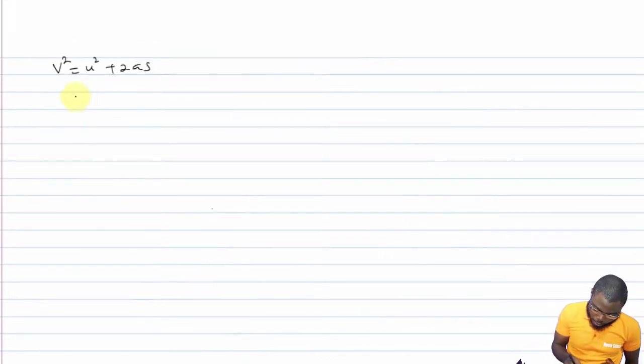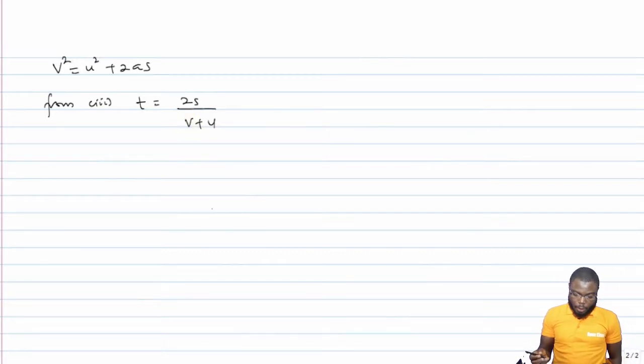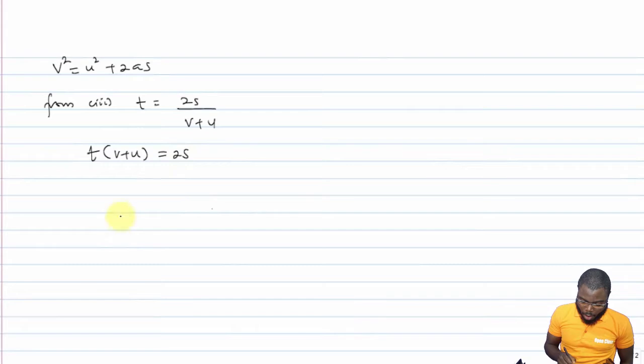T from equation 3, from 3, t equals 2s divided by v plus u. Is that correct? So all I need to do now is eliminate my v, so I will just make v the subject of the formula. Here I have t times v plus u equals 2s. Is that taken? I'm just trying to break it down for you so you have a true understanding of what we're doing.